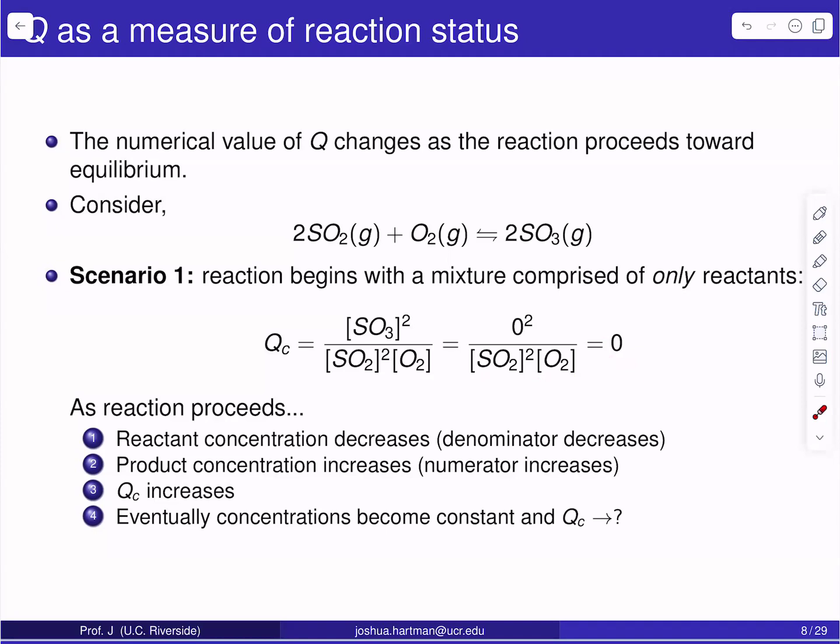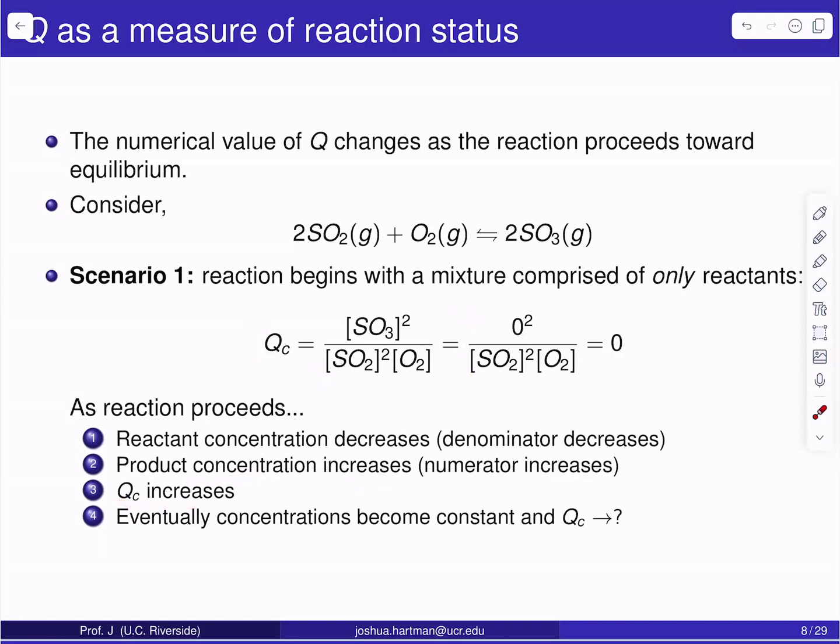And so, of course, a QC of 0 tells us that our reaction mixture only has reactants. Now, as the reaction proceeds, a couple things are going to happen. First, reactant concentrations are going to decrease. Okay? So as the reaction proceeds, we're using up reactant, the concentrations are going to go down. So the denominator is going to go down. And of course, the product concentration is going to increase. Here, the denominator is going down, the numerator is going to be going up. And so decreasing the denominator, increasing the numerator is going to have the effect of increasing QC.